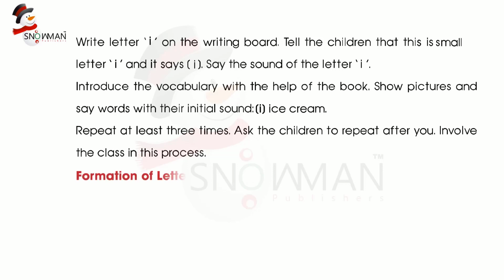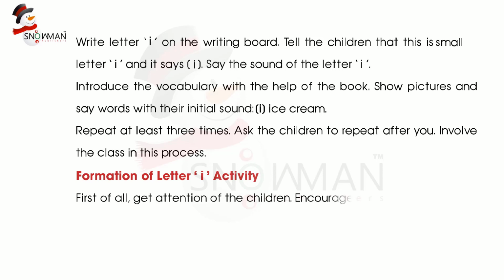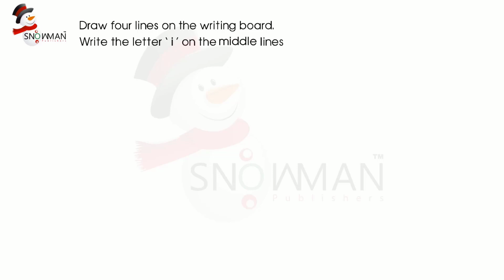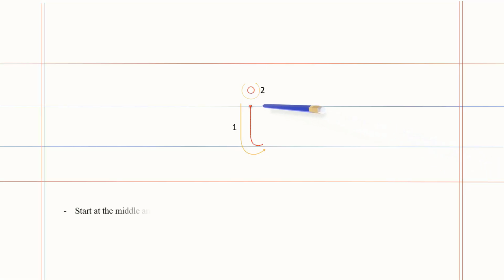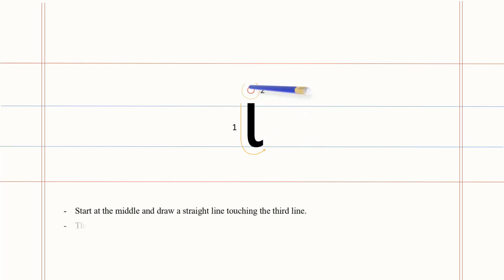Formation of letter I activity. First of all, get attention of the children. Encourage them to sit up straight and not bend their backs. Draw 4 lines on the writing board. Write letter I on the middle lines and give instructions. Start at the middle and draw a straight line touching the 3rd line. Then go above the middle and make a small dot.